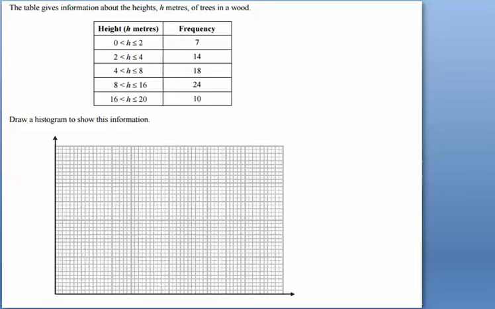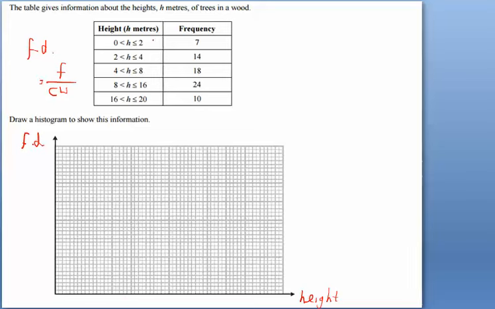Here's a very similar problem on histograms. So again, we need to calculate the frequency density. So that's the frequency divided by the class width to construct the histogram. Frequency density goes on this axis, and it's the height that goes on that axis. Notice you need to determine this one yourself as well.